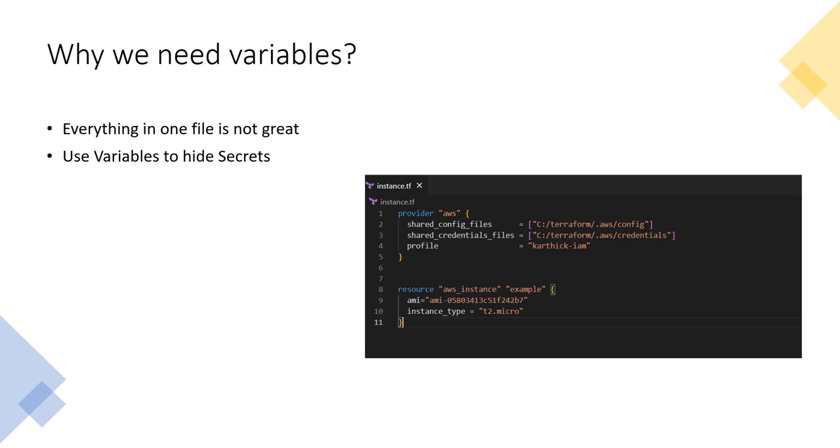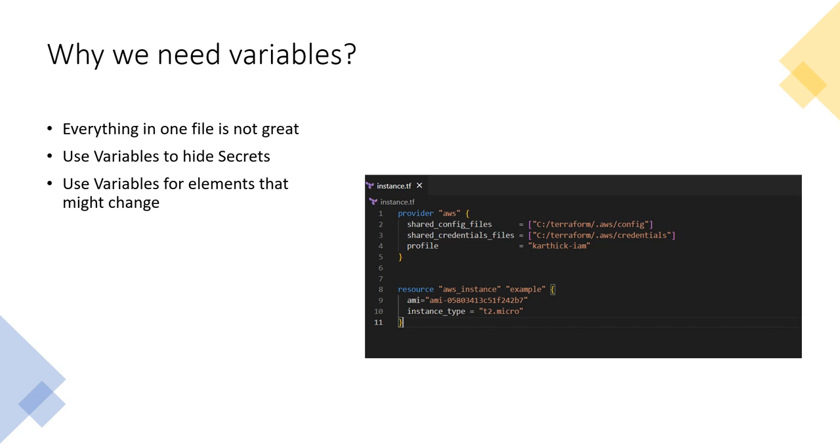Next, we need to use variables to hide secrets. If you look into the example, I have my shared config file and credential files. If you're using an access key and secret key, you will have all your secrets over here. We don't want AWS credentials in our Git repository, right? If you just commit this file, together with the credentials, it is going to appear in the version control in our Git repository. And typically we don't put credentials in our repository. So we are going to move them to a separate file, and that separate file we are not going to commit.